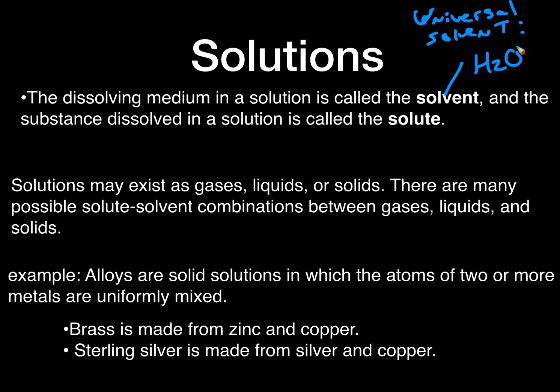There are many possible solute-solvent combinations between gases, liquids, and solids. So for example, alloys are solid solutions in which the atoms of two or more metals are uniformly mixed. Brass is made from zinc and copper. Sterling silver is made from silver and copper.